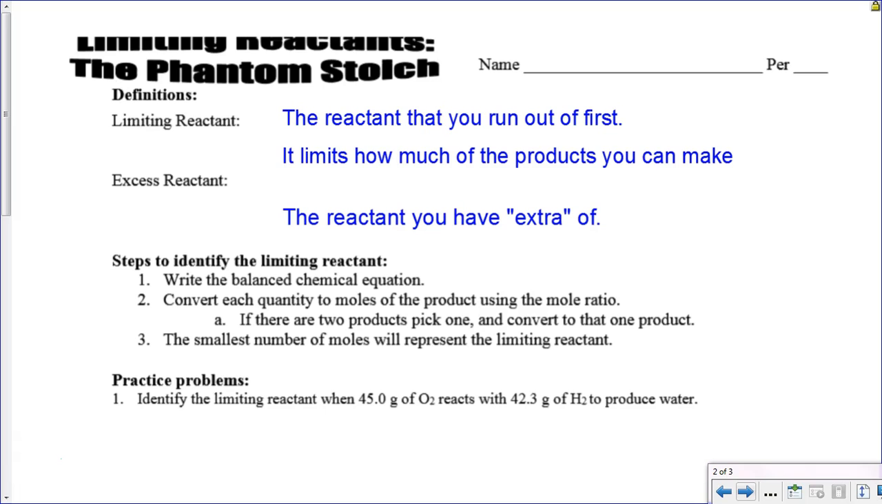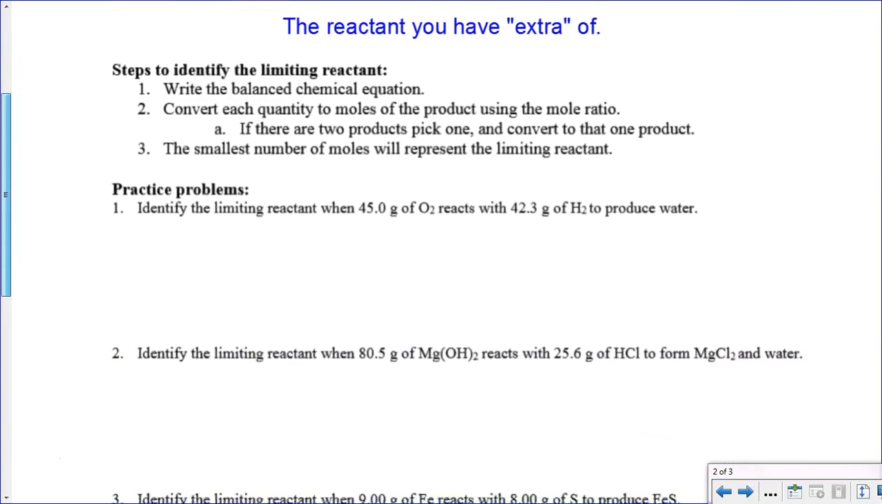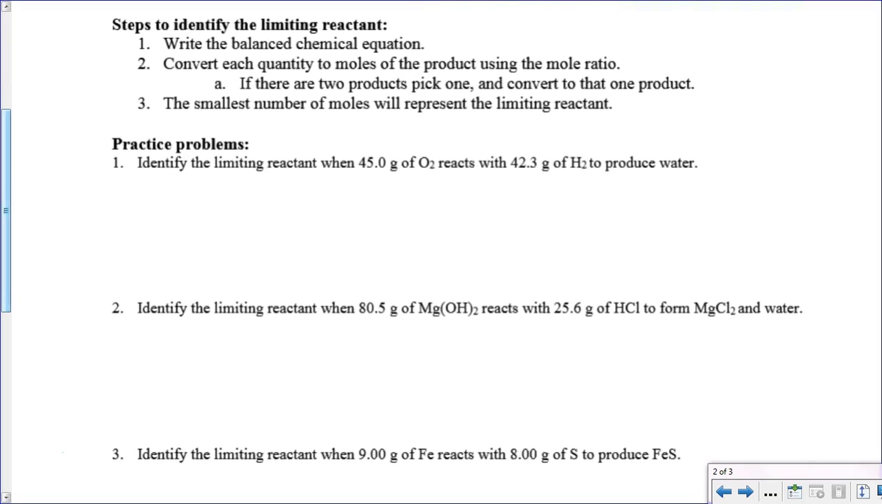There are 2 different things that we have you do in this worksheet. The first one is just identifying which of the reactants is limiting. To do that, you follow this process where you write out the balanced chemical equation, and then you convert both of the starting masses into moles of the product. Whichever one creates the smallest number of moles is the one that we go with as the limiting reactant. I'll go through an example, and hopefully after I go through one of these examples, that will make more sense.